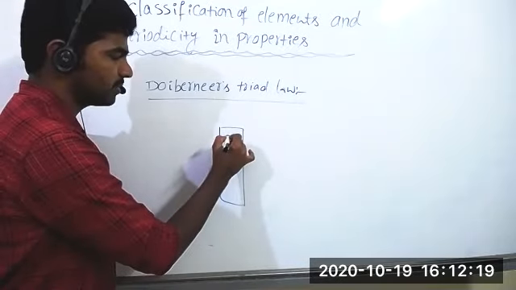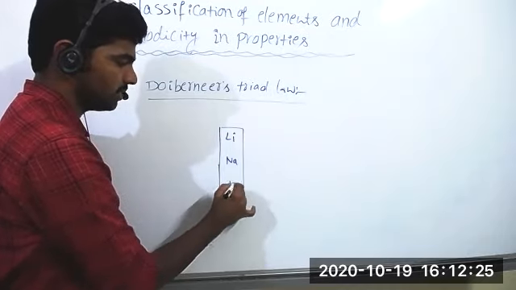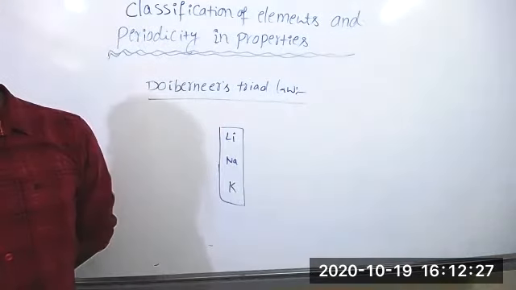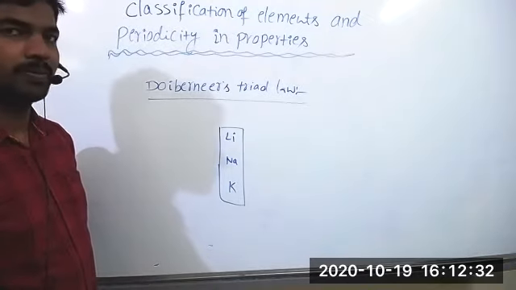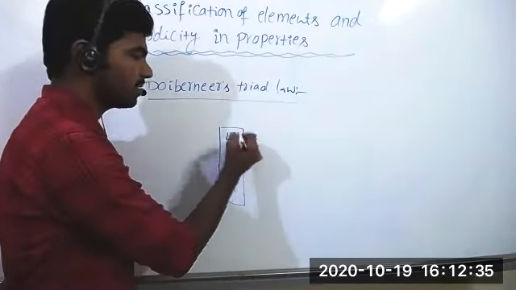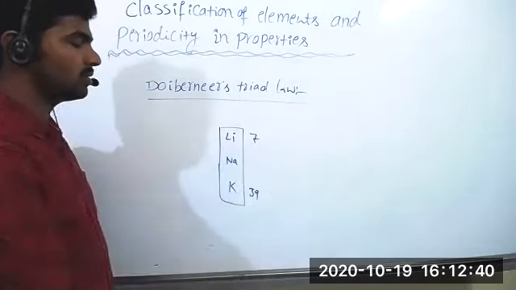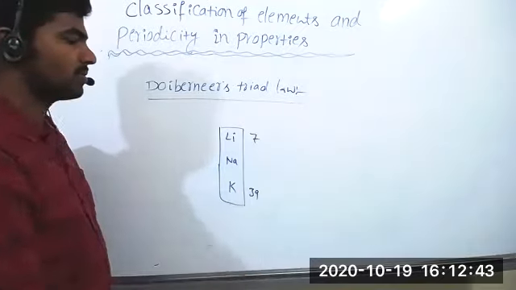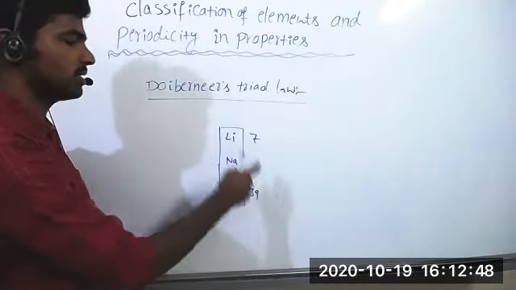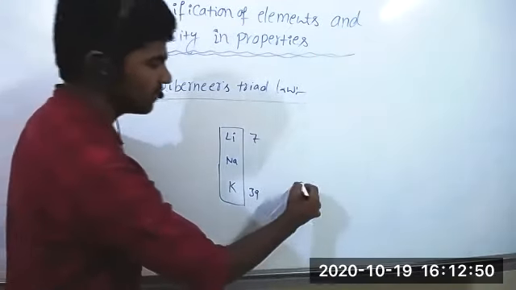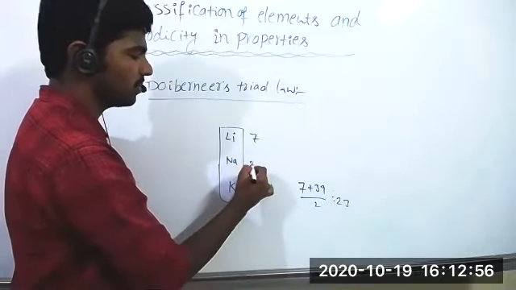Suppose the elements are lithium, sodium, potassium. He arranged these three elements in one group. What is the atomic mass of lithium? Already I gave you the atomic masses of elements. The atomic mass of lithium is 7. Potassium is 39. What is the average atomic mass of these two elements? 23, no? So 7 plus 39 divided by 2 gives 23. So the atomic mass of the middle element is 23.